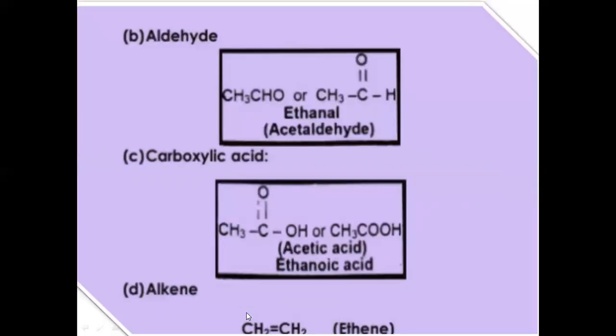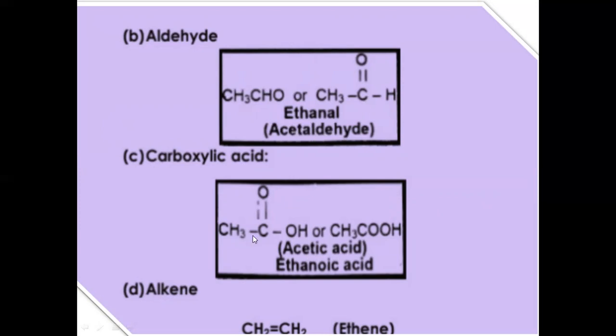Second one for aldehyde. For aldehyde, we will use only two carbon containing aldehyde. So you can see CH3CHO, or we can also write it in structural form CH3 C double bond O and H. I told you that while naming aldehyde, the E of the ethane is replaced by Al. So the name of the compound will be ethanal, from ethane, ethanal, and the common name is acetaldehyde.